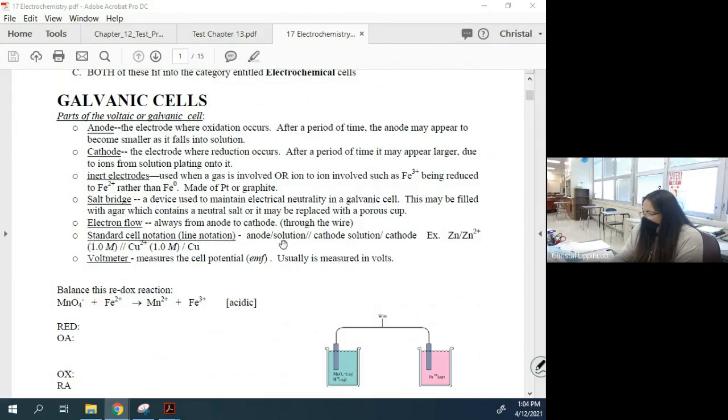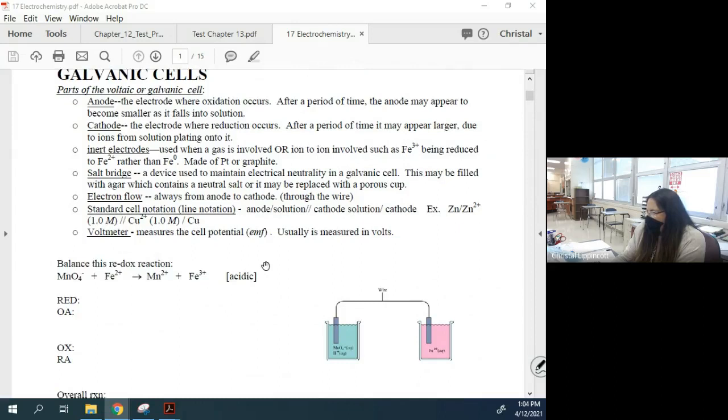And then there's standard cell notation. You might end up taking this if you are in college. They might want you to do this. You don't have to do it for the AP exam. And a lot of times they'll have a voltmeter that will measure this electrical potential.